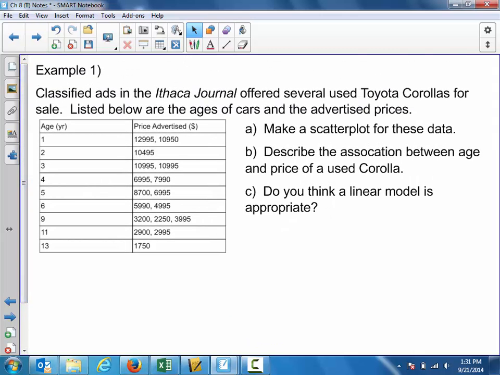This is a problem that I pulled from the book. Classified ads in the Ithaca Journal offered several used Toyota Corollas for sale. Listed below are the ages of cars and the advertised prices. They want us to, A, make a scatter plot for these data. We can do that. We've seen how to do that.